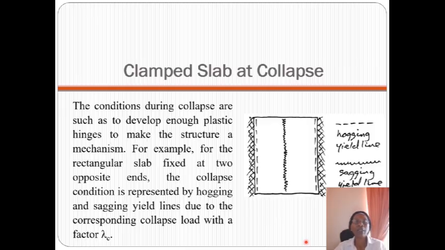For example, for the rectangular slab we are discussing, which is fixed at two opposite sides, the collapse condition is represented by hogging and sagging moment yield lines, due to the corresponding collapse load, which has a factor. So the dashed line is the hogging moment over there, and the zigzag is the sagging line. That's the convention we use, and the hatched edges are fixed, and the straight lines are free ends.